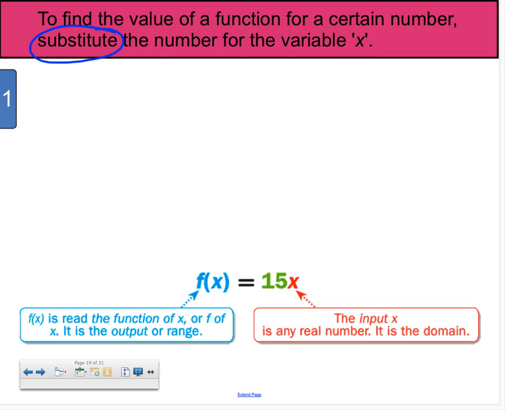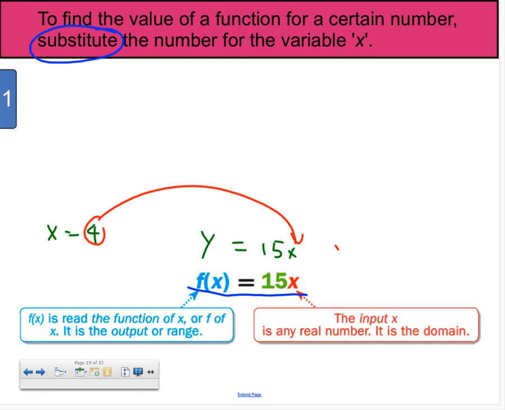Notice at the bottom here we have f of x, is how we say this, equals 15x. Well, before, that would have been written as y equals 15x. And if I knew that x was equal to 4, I would simply substitute the 4 in for x, and I would have y equals 15 times 4. Well, now we do the same thing, except it is written a different way.